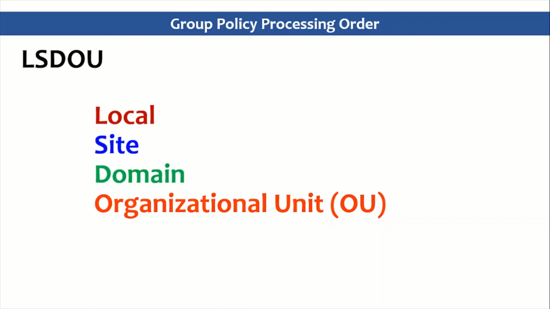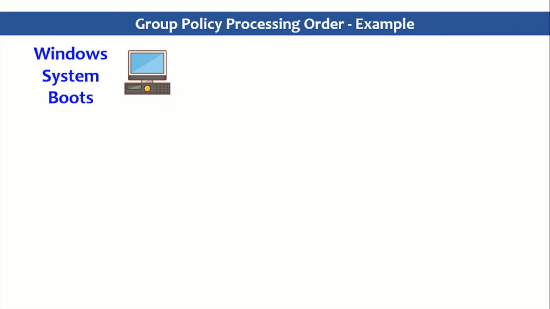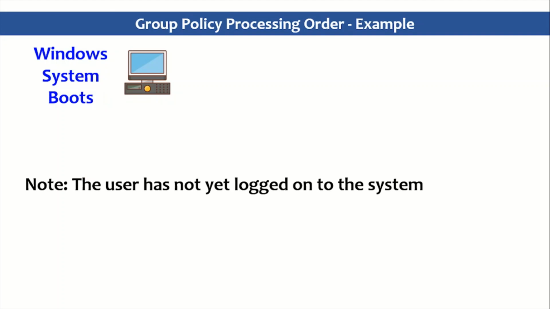So let's understand this processing order with an example, to see how the policies are processed. So this is our Windows computer. Any Windows computer. It can be a workstation or a server as well. It's a domain joined computer. Now the Windows system boots, and as soon as the system boots, the user has not yet logged on. Okay, the user has not yet logged on.